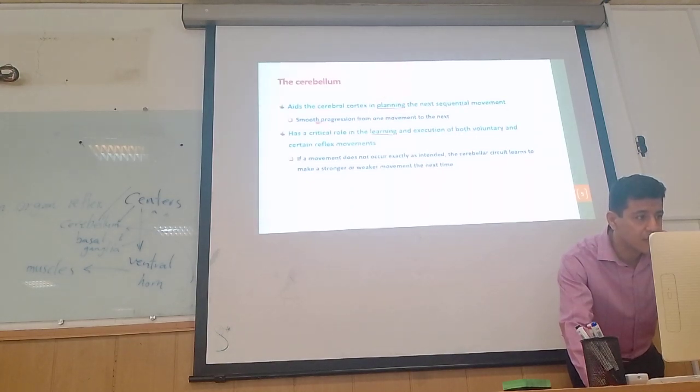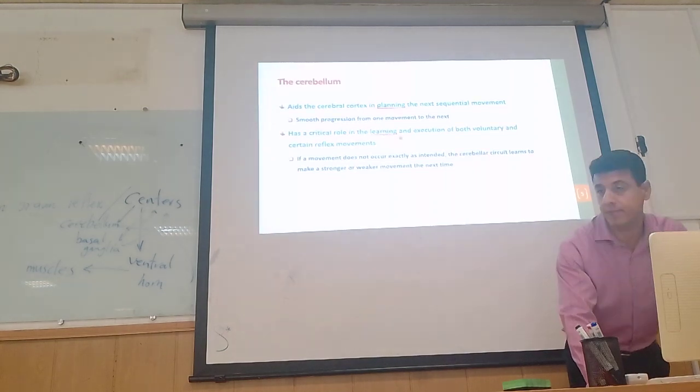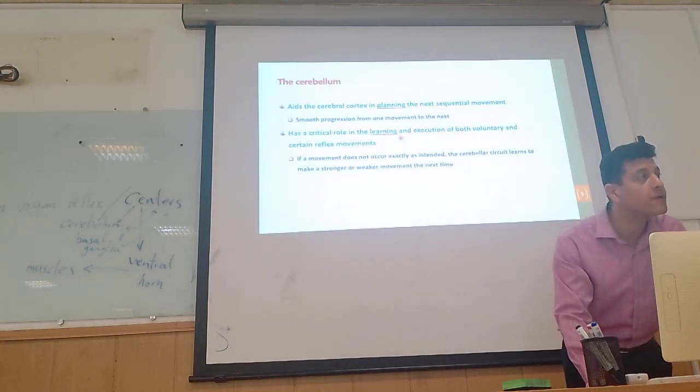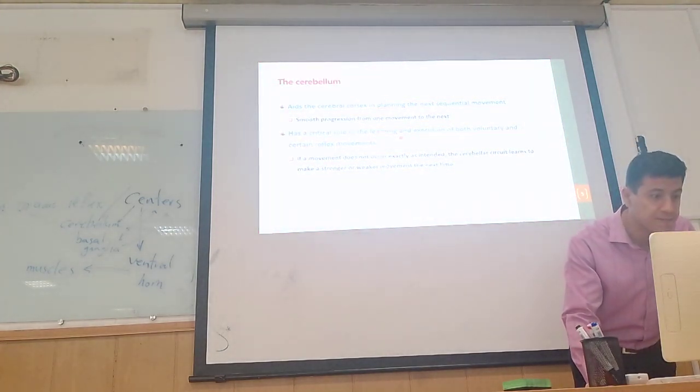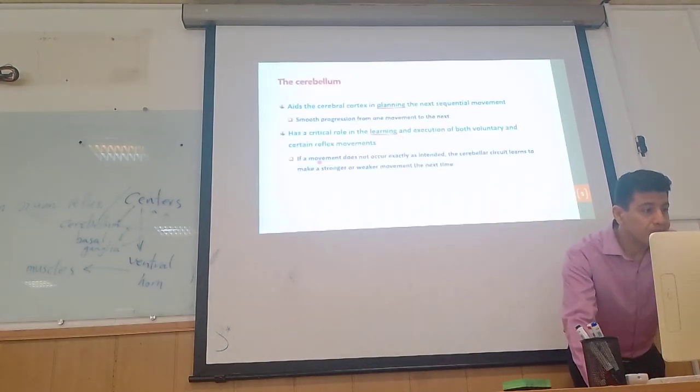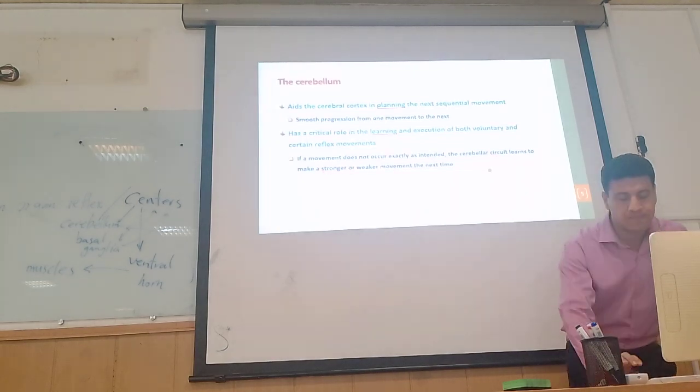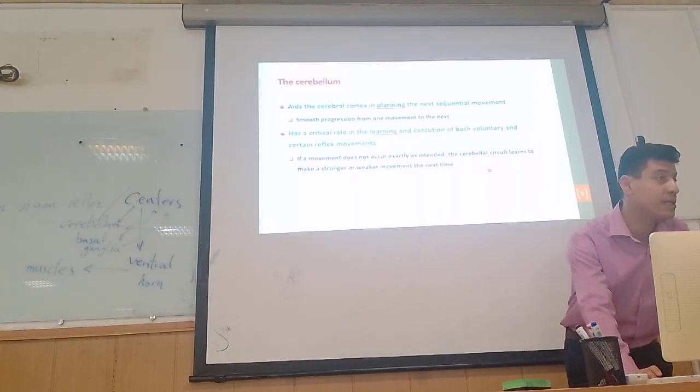So that's why it's important for a smooth progression from one movement to the next. It also has a critical role in the learning of movements. If there is any error in the movement, the cerebellum learns to correct the movement. If the movement doesn't occur exactly as intended, the cerebellar circuit learns to make a stronger or weaker movement the next time. So now let's see the mechanism for this.